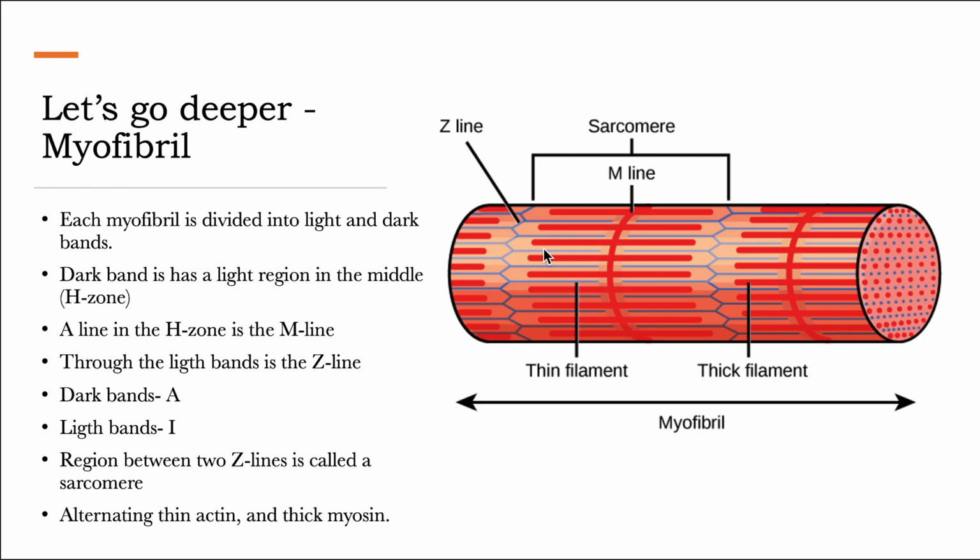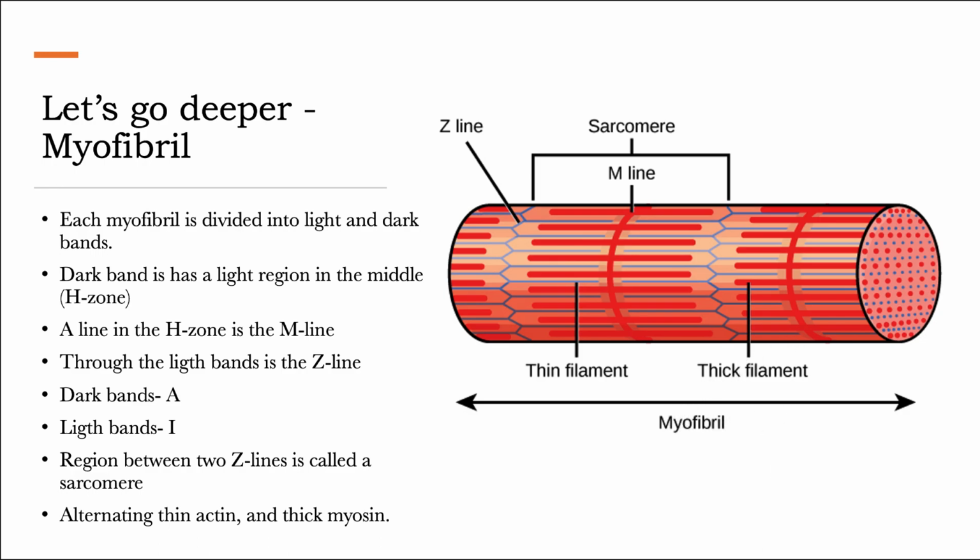Now, why are we calling the dark bands the A zones? It comes from the word anisotropic, which means opaque or darker. Okay, so the A is not a letter that we throw up there for no reason. And then I comes from the word isotropic, which means translucent. Not isotopic. I know some chemistry students are saying, oh, I have heard of isotopic. No, I'm saying isotropic, which represents the word translucent. So this is a deeper understanding of the myofibril.